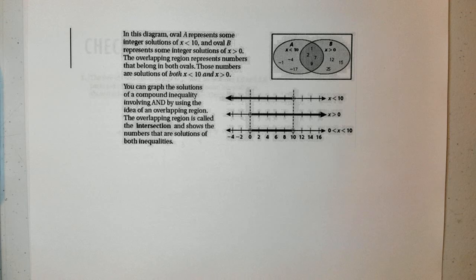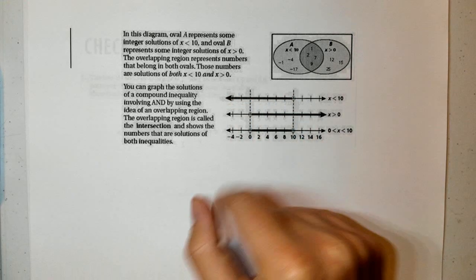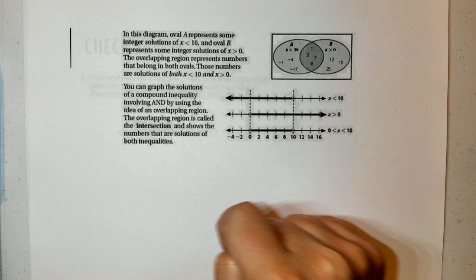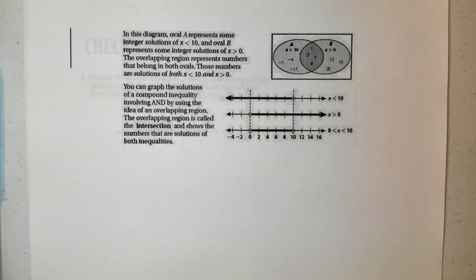Those numbers are solutions of both x is less than 10 and x is greater than 0. So you can graph the solutions of a compound inequality involving "and" by using the idea of an overlapping region. The overlapping region is called the intersection and shows the numbers that are solutions of both inequalities. So here would be just the graph of x is less than 10, x is greater than 0. This part that overlaps here in the middle is the graph when you have them together, the "and" portion.